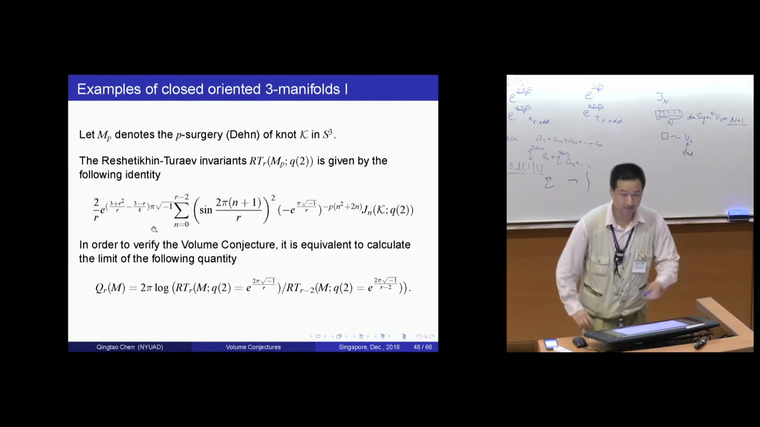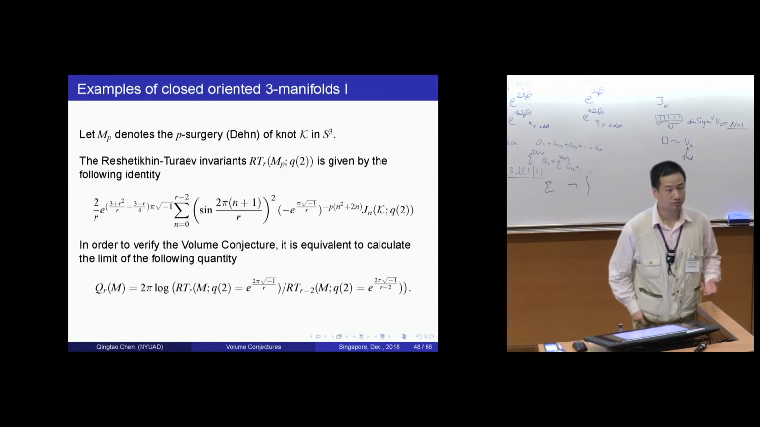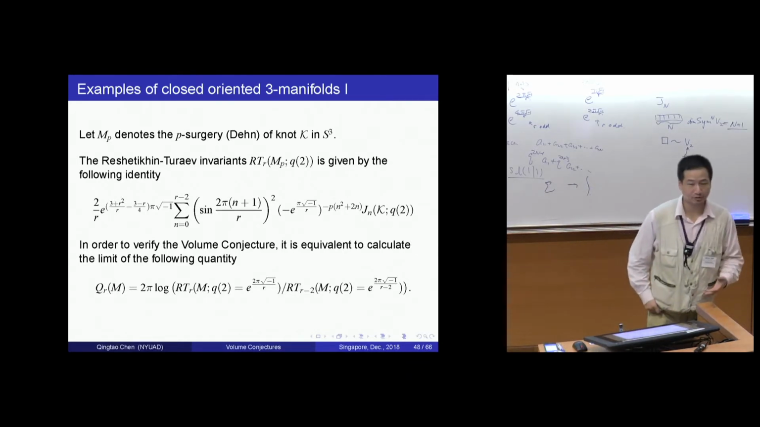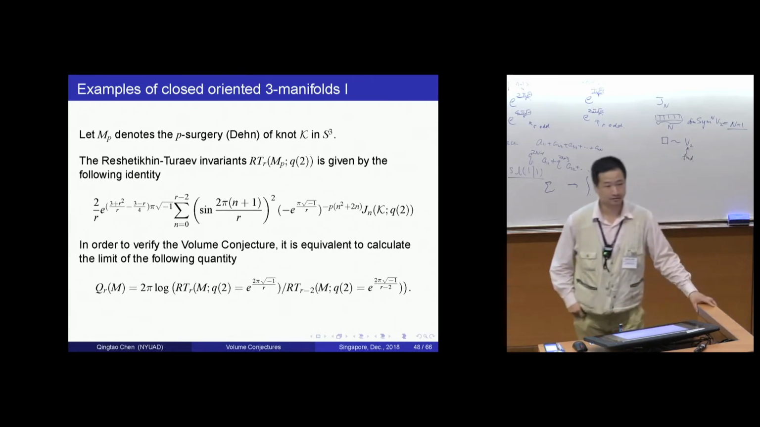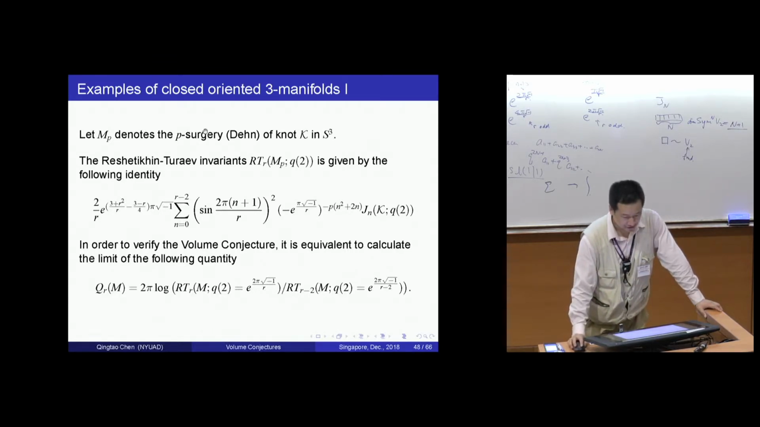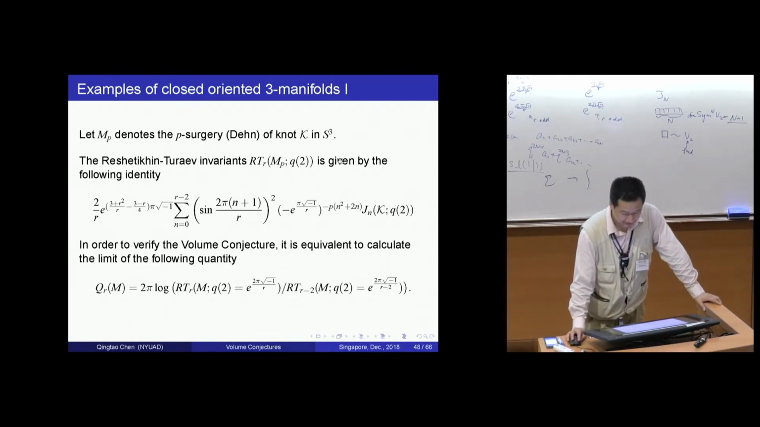In our original paper, we made some numerical calculations. Finally, those examples have been proved by Ohtsuki, also using his method, the Poisson summation formula and the saddle point method. MP denotes the P surgery, Dehn surgery, of K in S3. The Reshetikhin-Turaev invariant is given by the following identity. This is our old friend, the colored Jones polynomial. Here is a summation from n equals 2 to r minus 2, so all the summation.